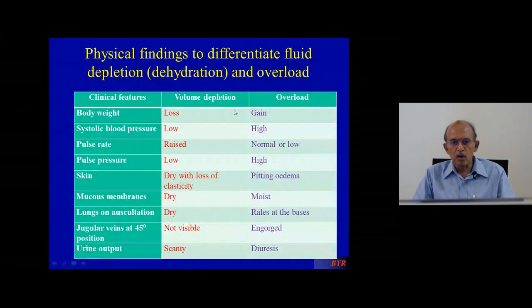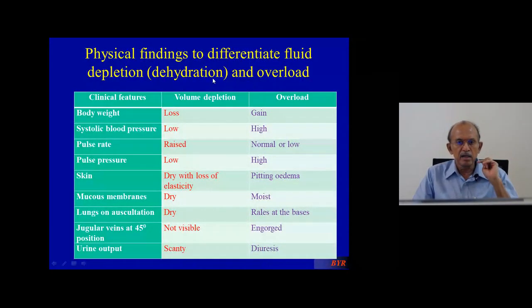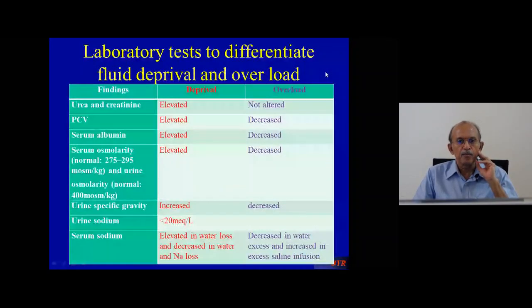In case of overload, body weight gain will be there, systolic blood pressure high, pulse rate normal or low, pulse pressure high, there will be pitting edema, mucous membranes are moist, rales at the base of the lungs, jugular veins are engorged, there will be dyspnea. So by this, you will say whether the patient is having overhydration or underhydration, and you will adjust the fluid therapy.